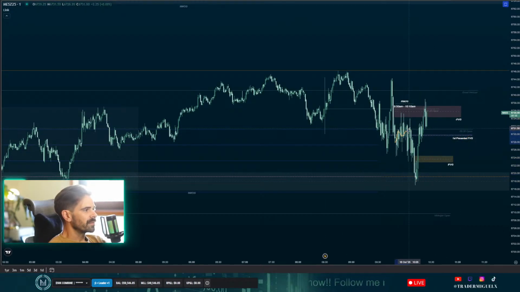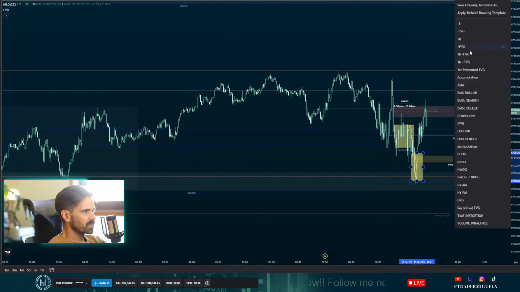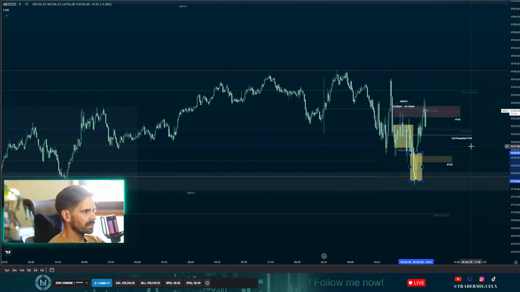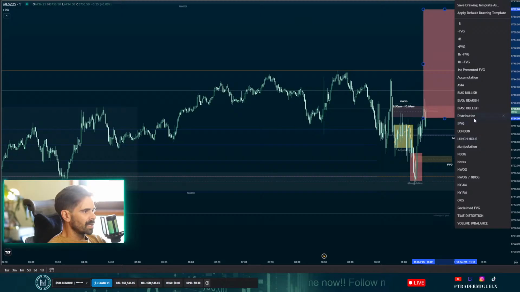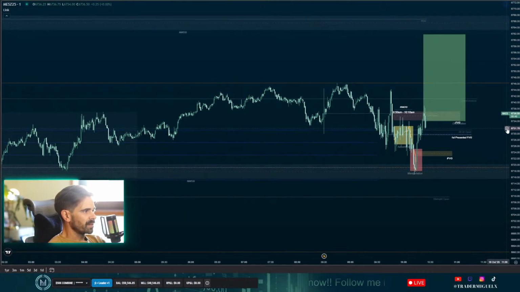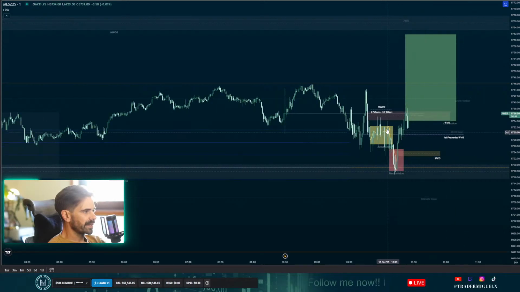We could eventually accumulate, so this could have been the play for the New York AM session. So accumulation. This was probably the manipulation leg, and we will probably distribute higher. But this was not my original plan, honestly. But now I can see something like this happening, honestly.